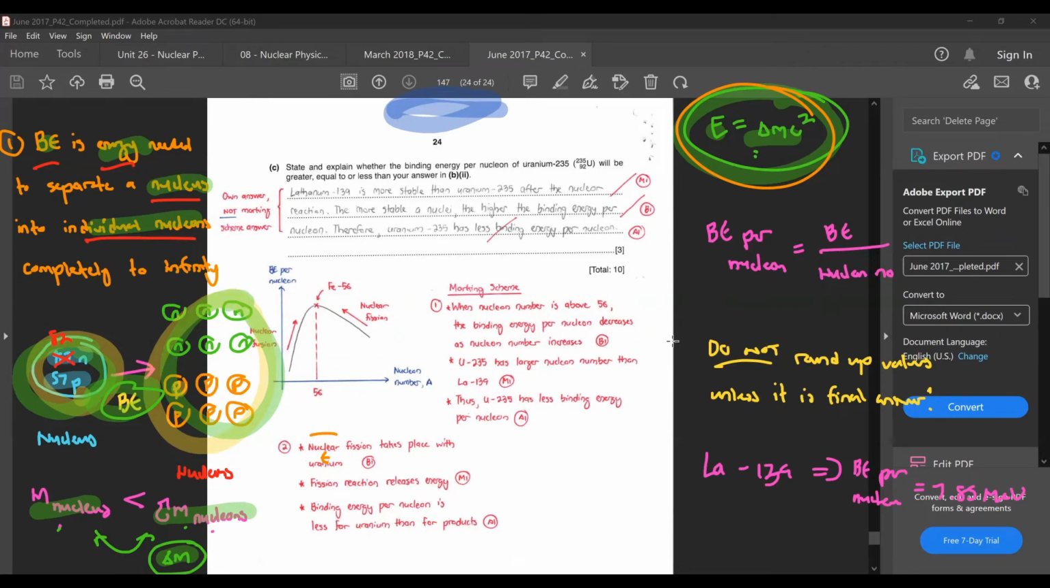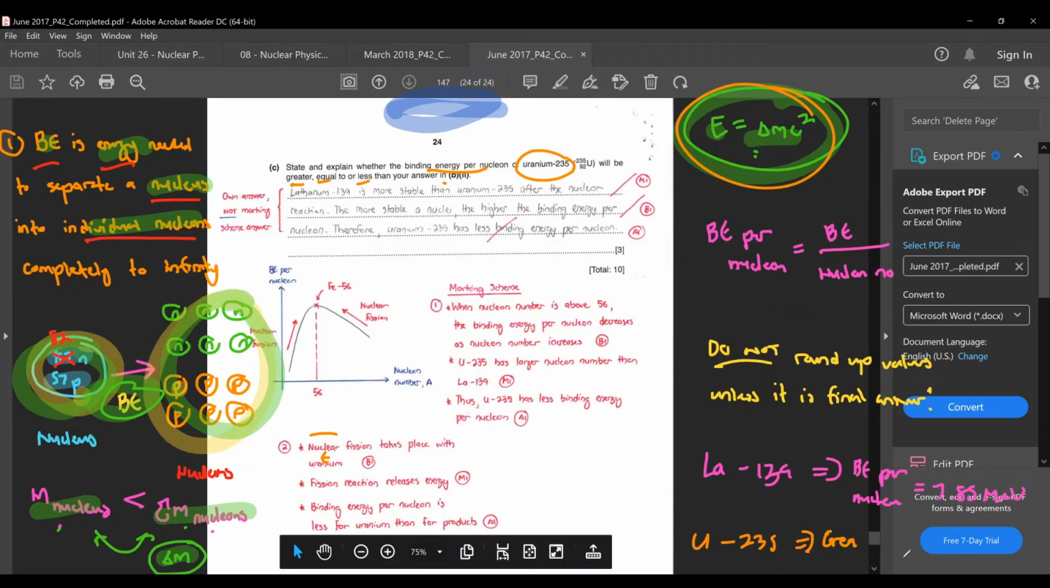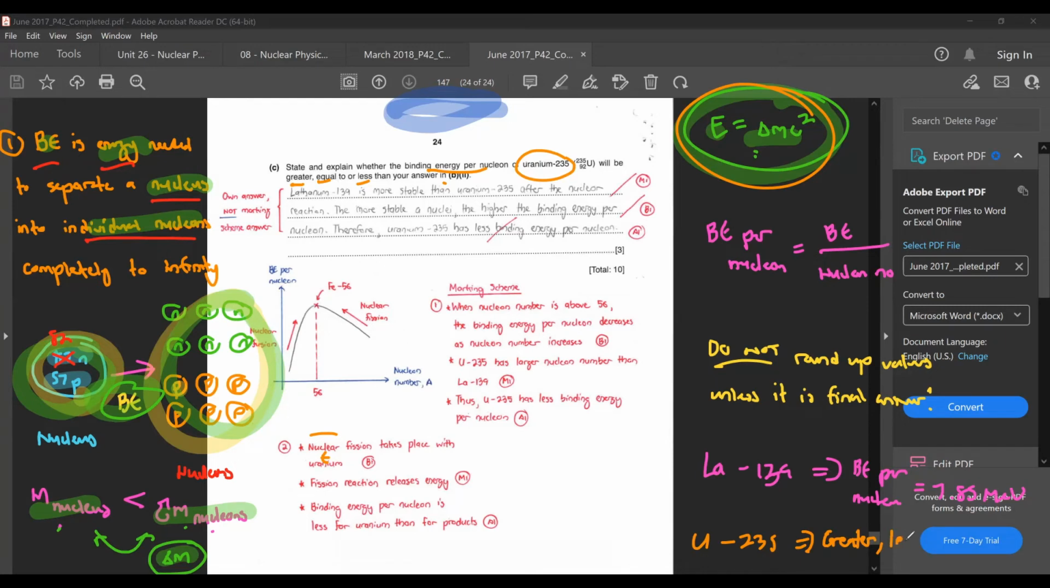MeV. But now they're asking you, what if I have uranium-235? Would its binding energy per nucleon be greater, equal, or less than what you found in B2? So here, they're asking you to compare uranium-235. Is uranium-235 going to have a binding energy per nucleon that is greater, less, or equal?